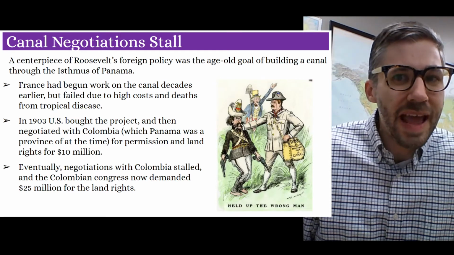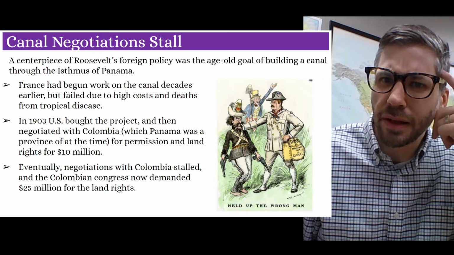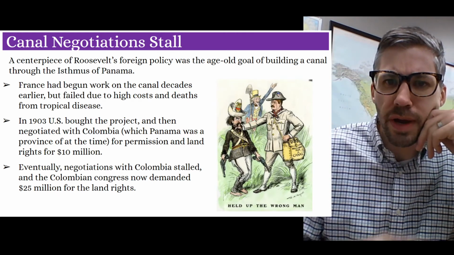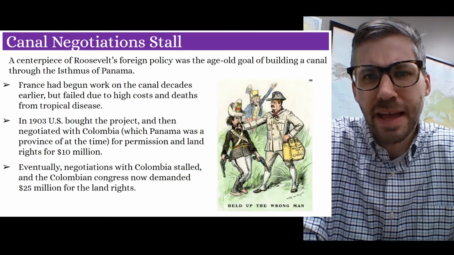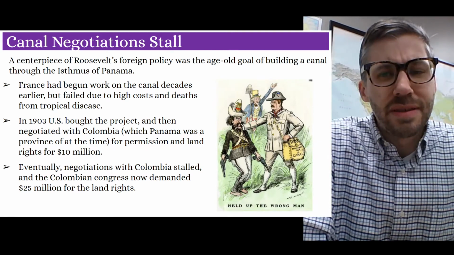It's not like Roosevelt had the idea, like he's the first person to say, gee, that would be a useful place to have a canal, right? Then you don't have to go all the way around South America. That idea had been there forever, since Magellan's day. It's just not simple to do.